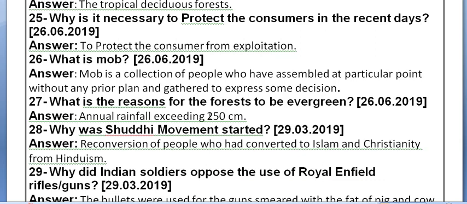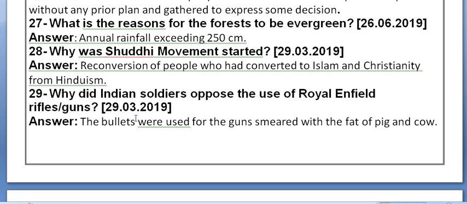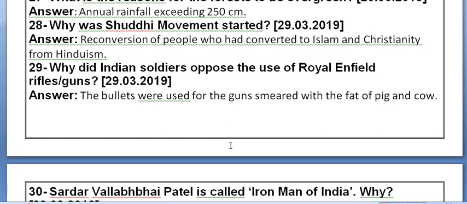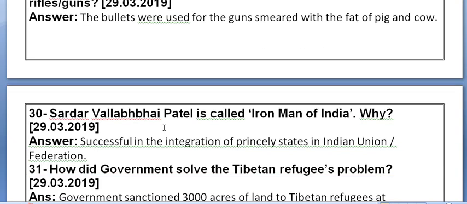What is the reason for the forests to be evergreen? Annual rainfall exceeding 250 centimeters. Why was the Suddhi movement started? Reconversion of people who had converted to Islam and Christianity from Hinduism. Why did Indian soldiers oppose the use of Royal Enfield rifles? The bullets used for the guns were smeared with the fat of pig and cow.